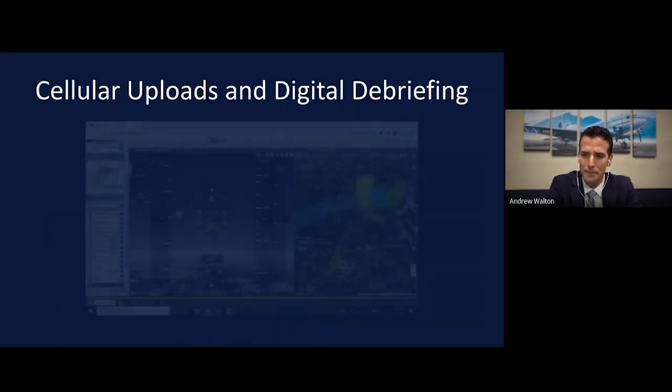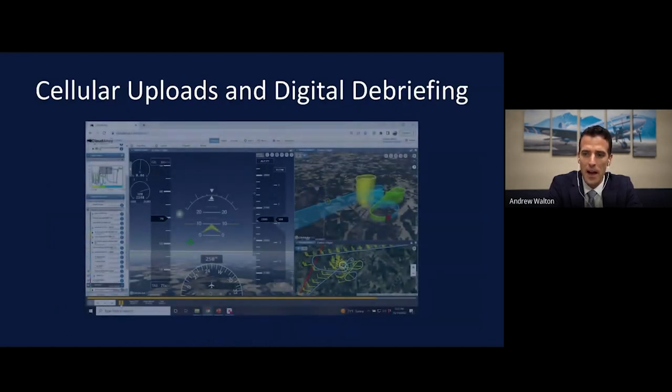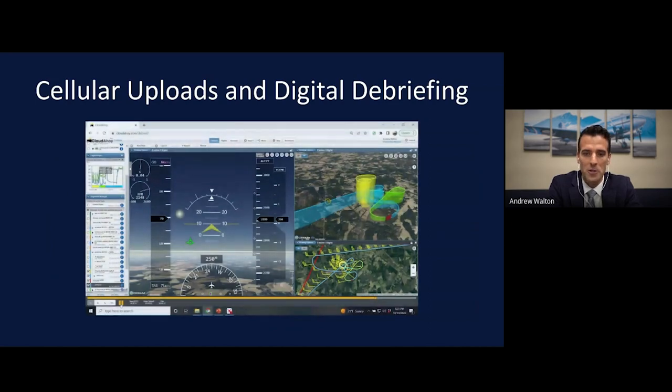Next slide. So that's what we've been doing. You know, we pull that data every 28 days. Where we're moving to is cellular uploads and digital debriefing. This has huge value in flight training, allowing the students and instructors to see their own data and get familiar with their own data and start to work with that.